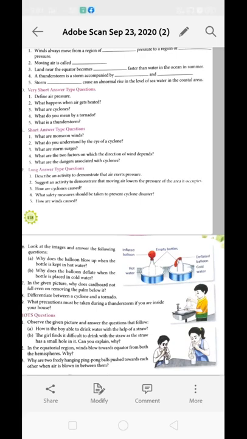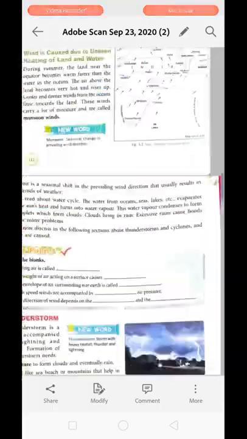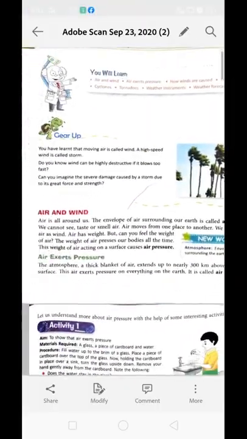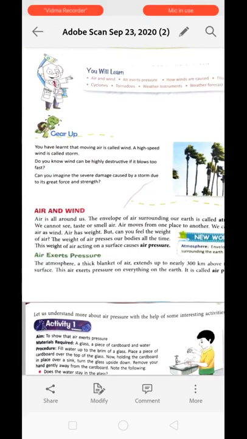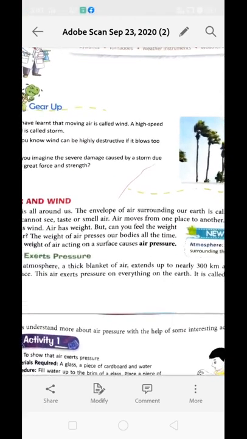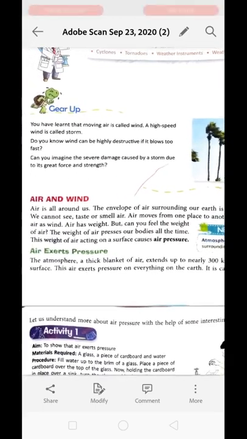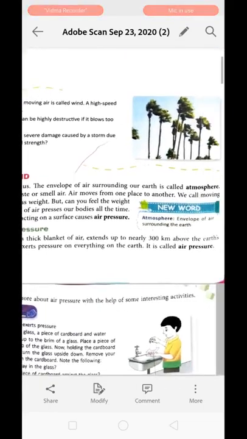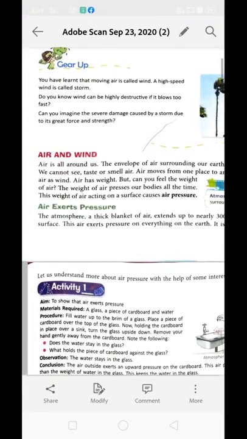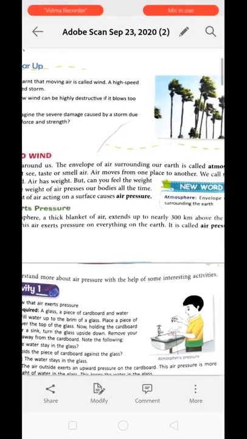Now, question D. Define air pressure. Pressure acting on a body due to the weight of air is called air pressure, or you can move to the front of the page to get a proper definition. The weight of air acting on a surface causes air pressure. Or you can write from here, the air exerts pressure on everything on earth. It is called air pressure.